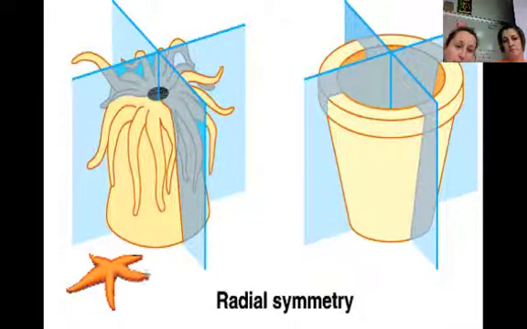Here's a picture of a starfish and another, a sea anemone, that has radial symmetry. And it's just kind of showing you everyday examples like a flower pot. And like they said, spokes on a wheel. Those are the types of things that have radial symmetry.